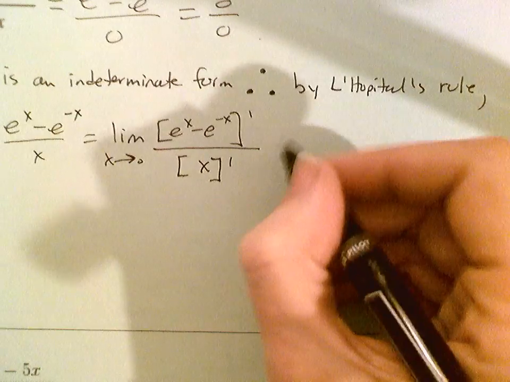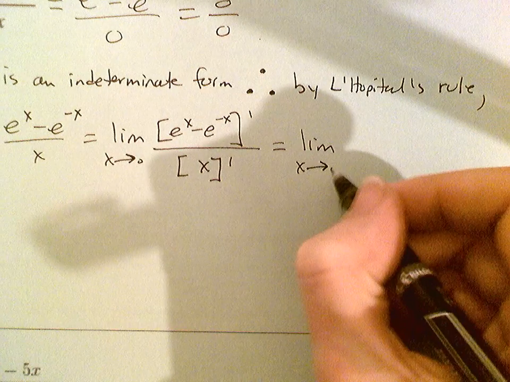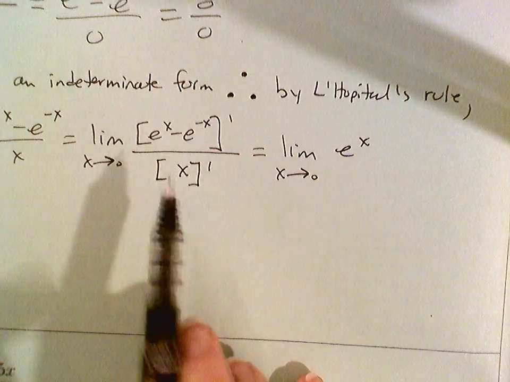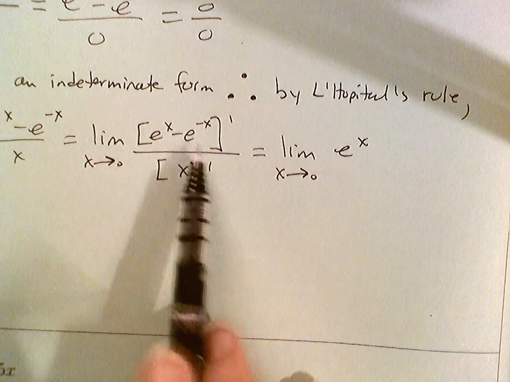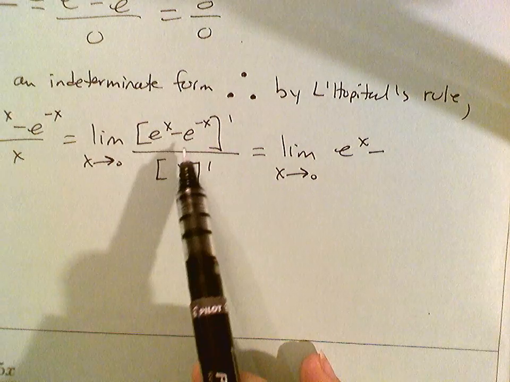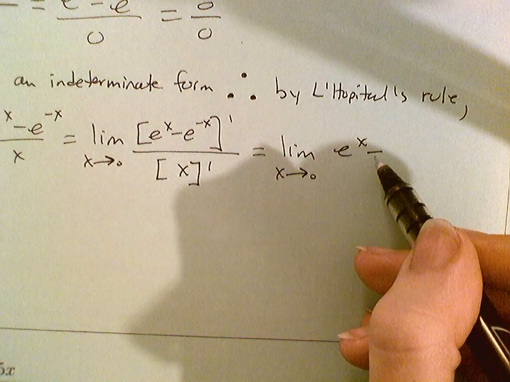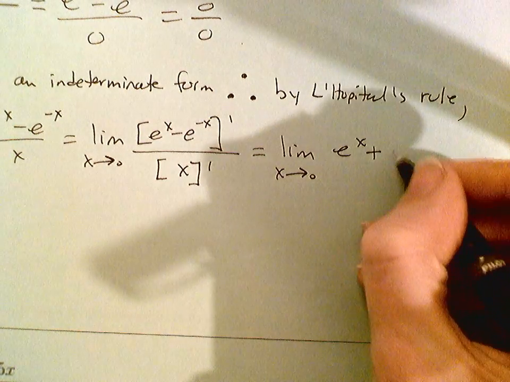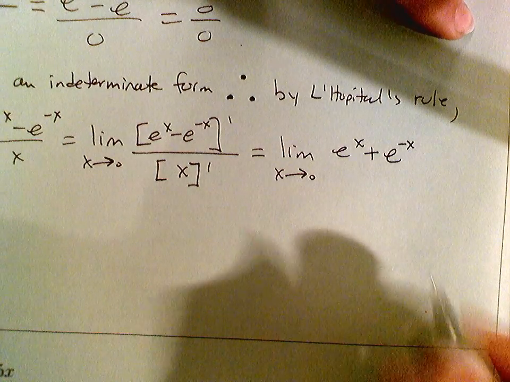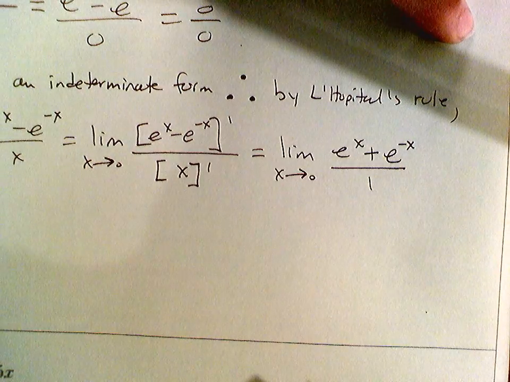Okay, so let's see what happens. So this is equal to the limit as x approaches 0. The derivative of e to the x is e to the x. I'm just going to take this derivative term by term. And then that's minus the derivative of e to the negative x, which is negative e to the negative x. So I'm subtracting a negative, so I'm just going to go plus right away. e to the negative x, all over the derivative of x, which is 1.